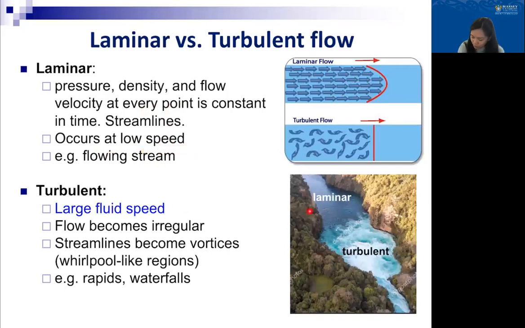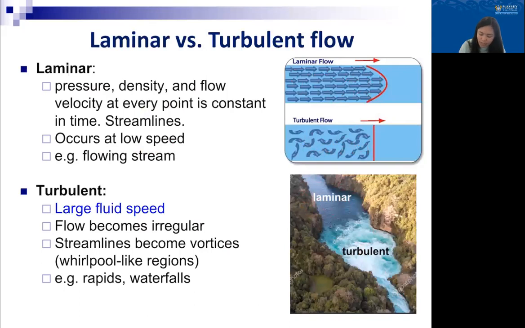For example, here, when the stream is flowing calmly, then you say that that's a laminar flow. Turbulent flow, for example, is what you observe when you have a waterfall, so that you have this more complicated orientation of the fluid molecules as they flow.